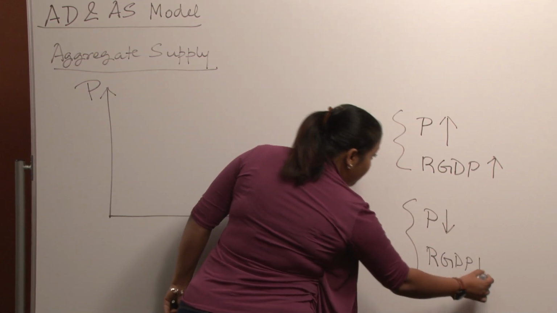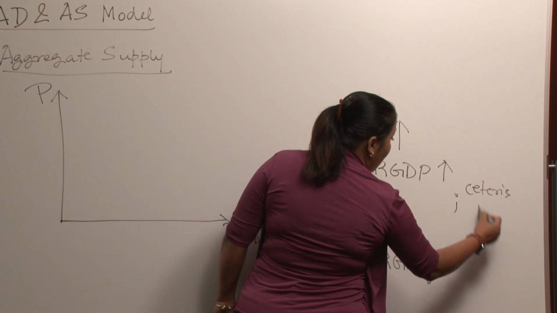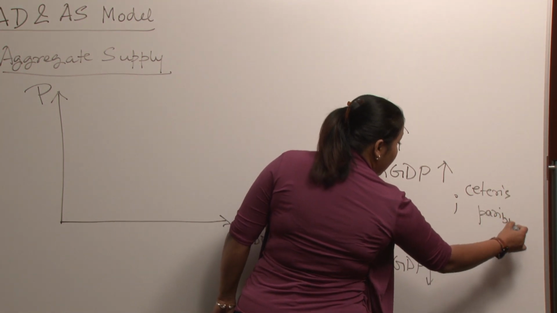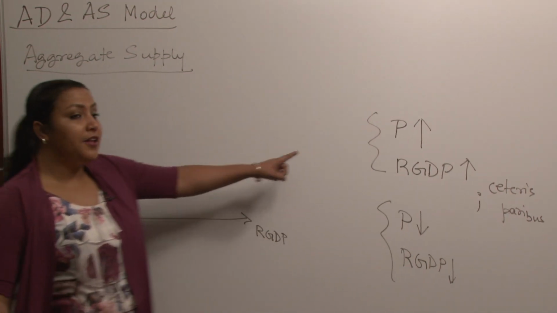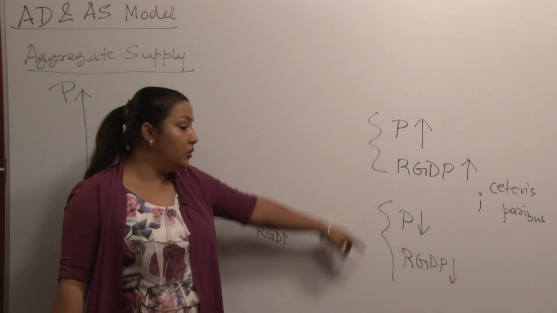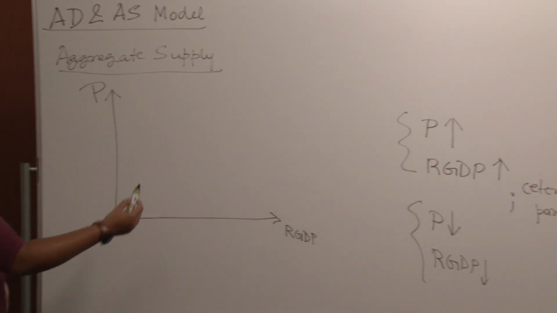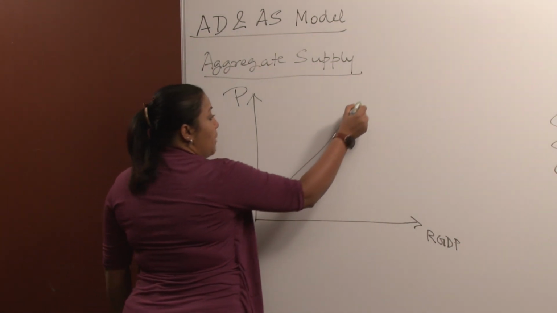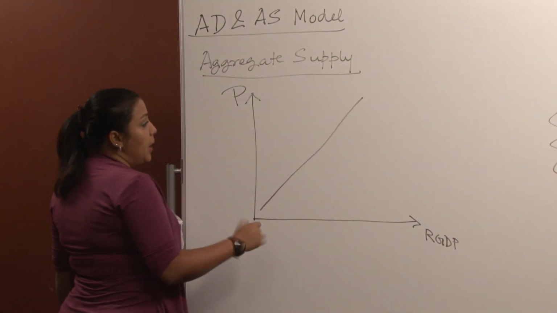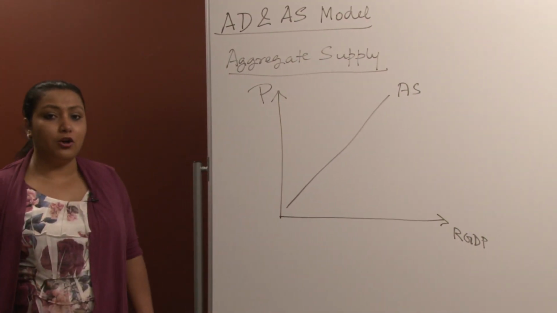And this relationship would be true once again assuming that nothing else changes in the economy. So ceteris paribus, assuming everything else in the economy stays the same. If there is inflation, there is an increase in real GDP. If there is deflation, there is a decrease in real GDP, and this relationship could be easily tracked by an upward sloping line, and this upward sloping line is the aggregate supply curve of the economy.